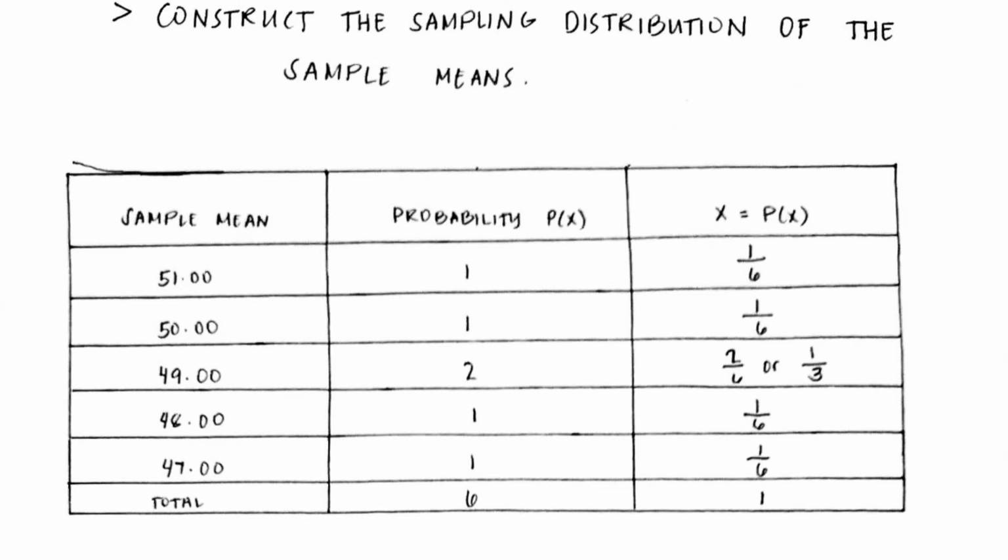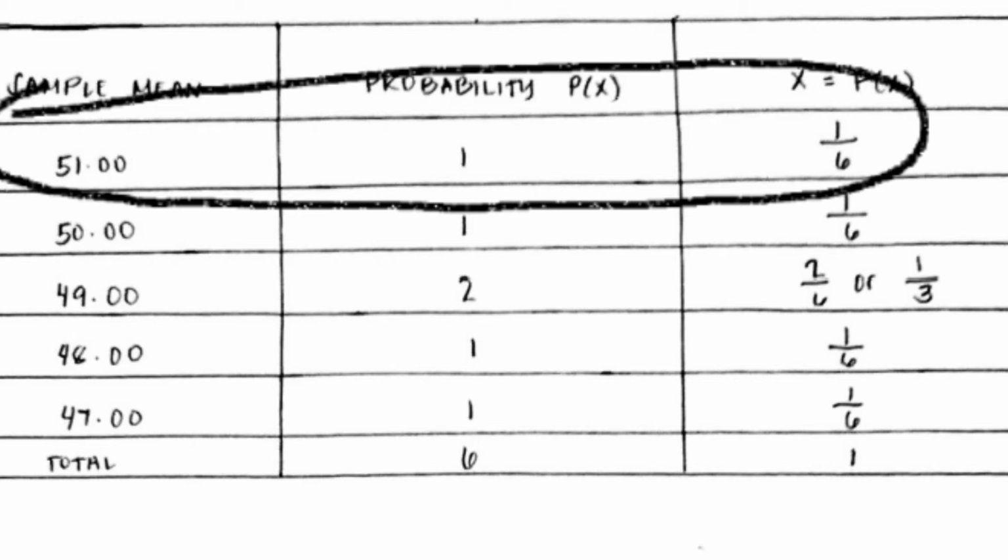Next, construct the sampling distribution of the sample means. To obtain this, simply look for how many times a sample mean appeared. Example, the probability that a sample mean 51 may appear is 1 out of 6 sample means.